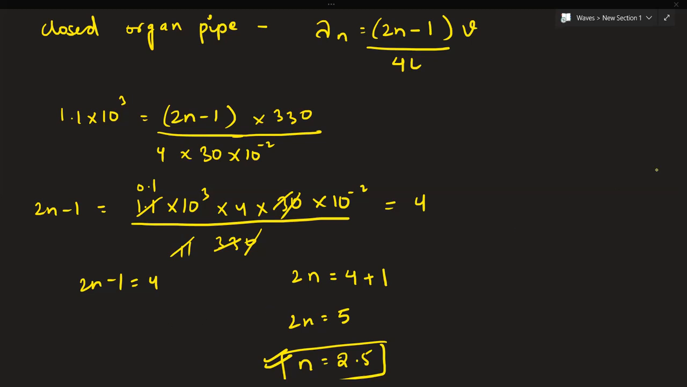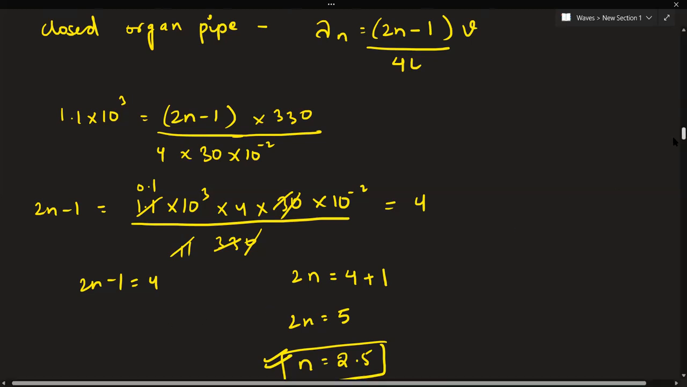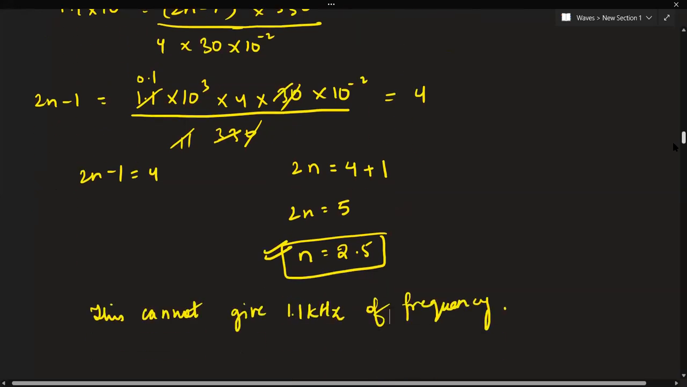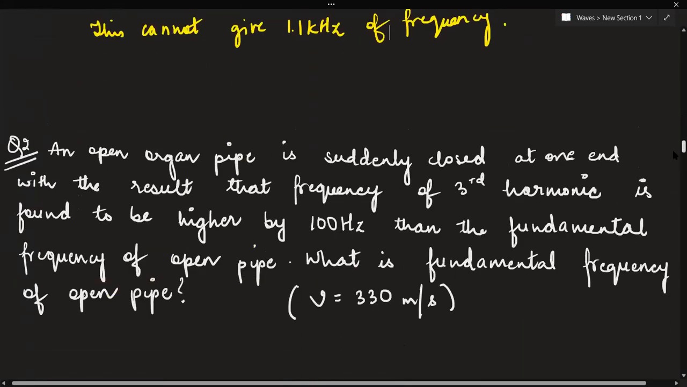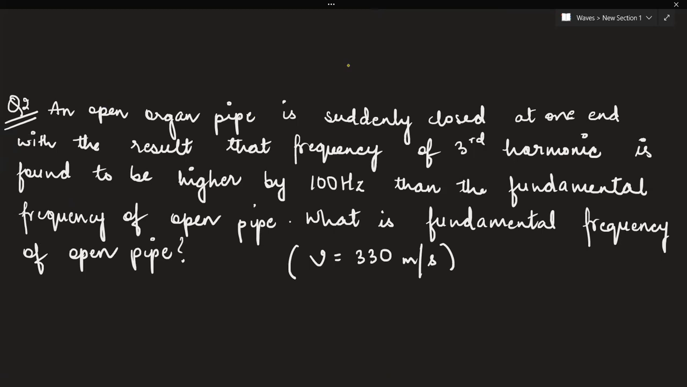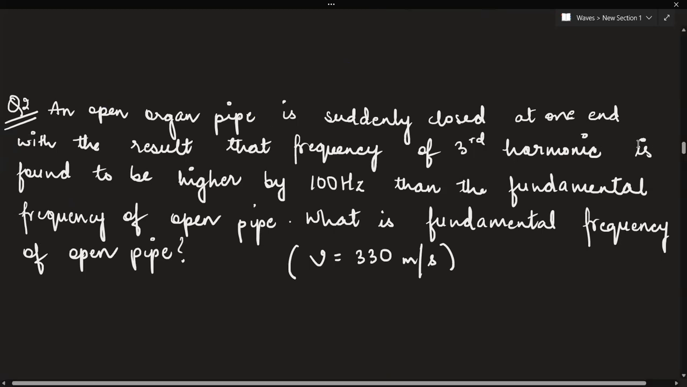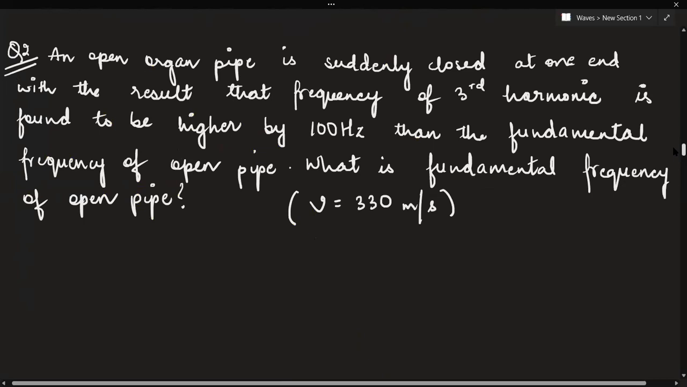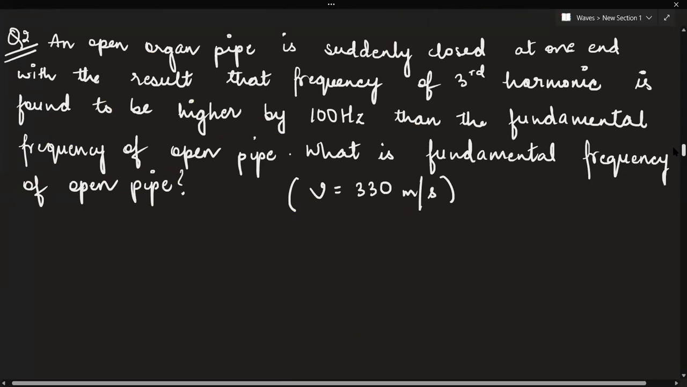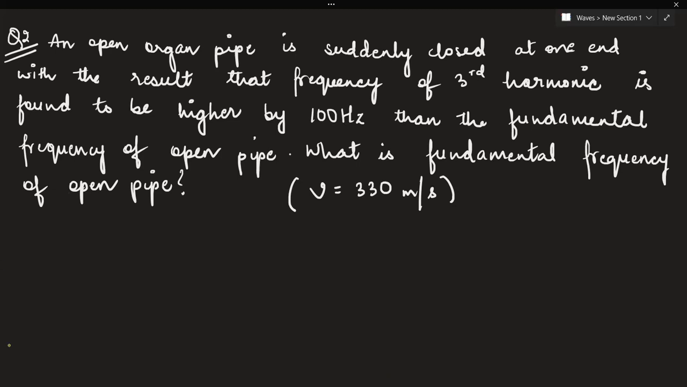So is this clear? Any queries, any doubts up till now? No, ma'am. Let's do a few more questions. Hishma, go. See, it says an open organ pipe is suddenly closed at one end, with the result that the frequency of the third harmonic is found to be higher by 100 hertz than the fundamental frequency of an open pipe.